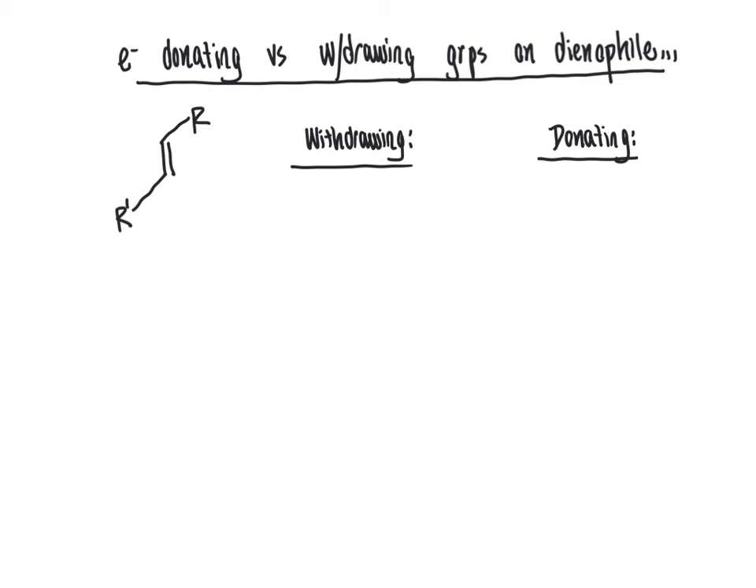So electron withdrawing groups favor the reaction, making the Diels Alder reaction go well at that particular alkene carbon. Electron donating groups disfavor the reaction. So in the realm of electron withdrawing groups, a very common theme for strong electron withdrawing groups is that they will have a carbonyl group directly connected to the alkene.